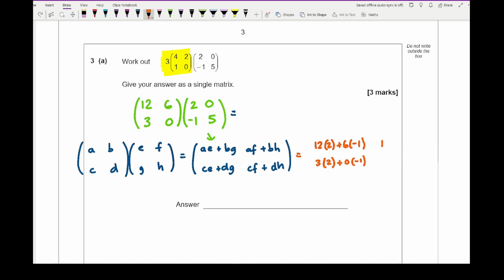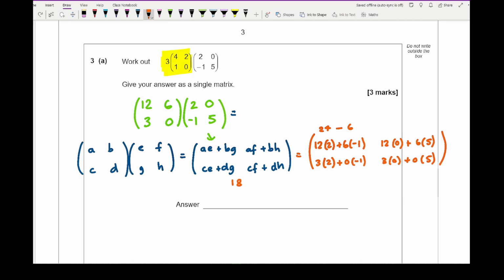For this number here, I'm going to have 12 lots of 0 plus 6 lots of 5. And the last number, I'm going to have 3 lots of 0 plus 0 lots of 5. Now if I then work all of those out, 12 times 2 is 24. 24 minus 6 is going to give me an answer of 18.